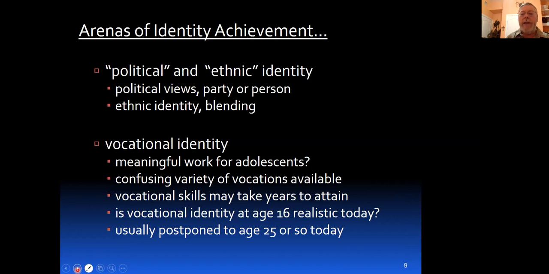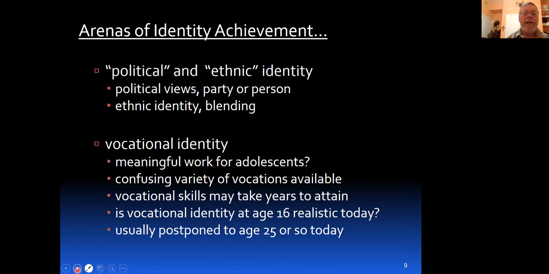We also have the vocational identity. So this would be, well, what kind of work do you want to do with your life? That, again, is probably much more difficult for adolescents today than it was in Erikson's time, nearly 100 years ago. Today, there's very little meaningful work available for adolescents. Whatever jobs are available are kind of low-wage jobs that really don't go anywhere.